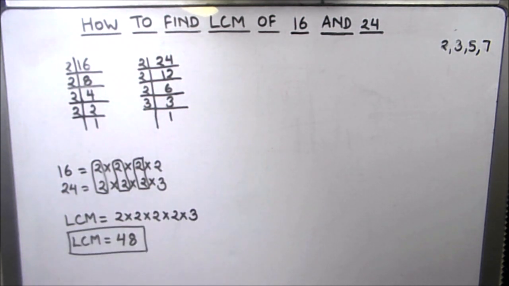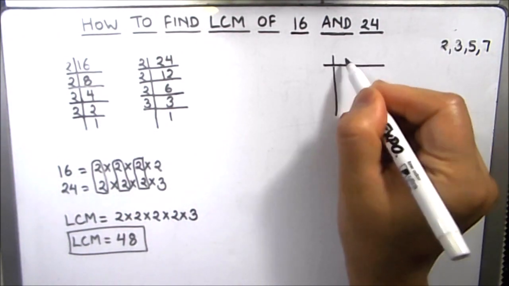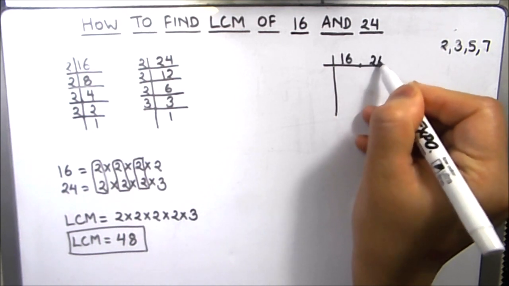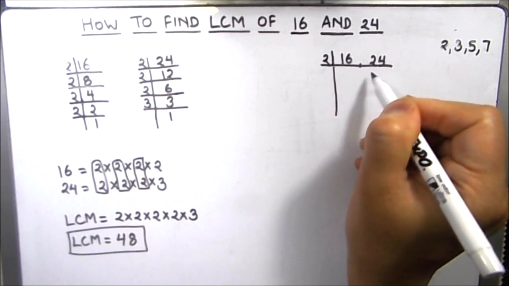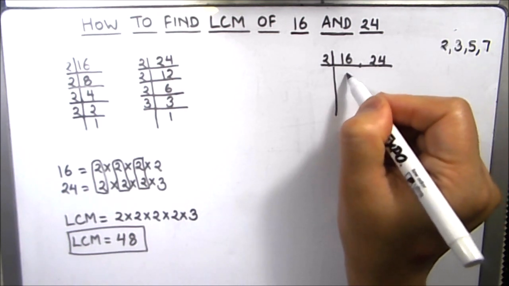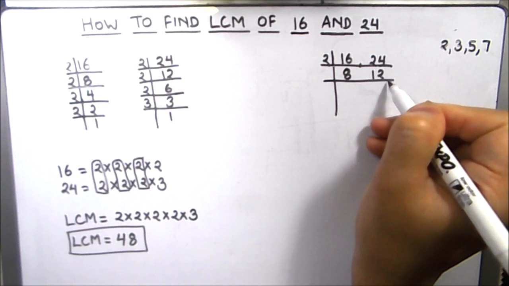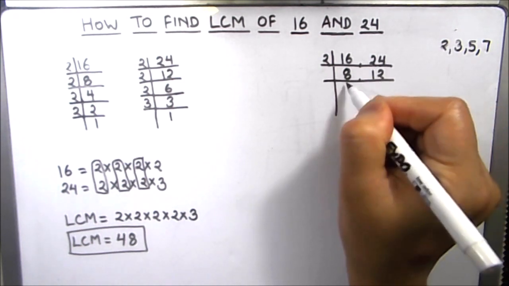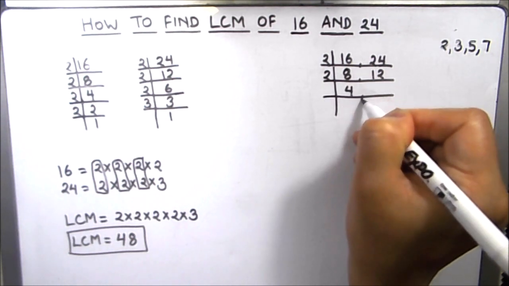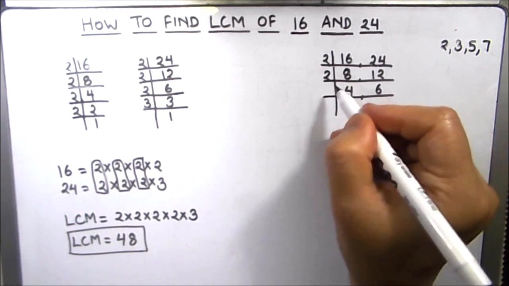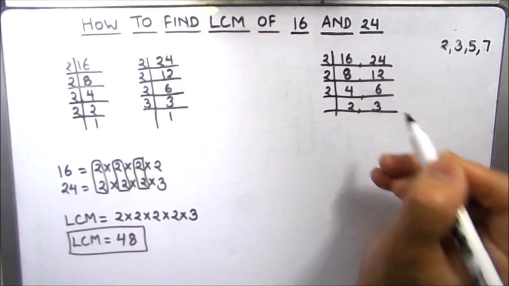Let us now find the LCM of the two numbers using the single ladder method. In the single ladder method, we divide the two numbers together in a single ladder. Here, as both the numbers are even, we can divide both by 2. So 2 times 8 is 16, and 2 times 12 is 24. Next, both the numbers are even, so we can use 2 as the divisor. So 2 times 4 is 8 and 2 times 6 is 12. Again we can use 2. So 2 times 2 is 4 and 2 times 3 is 6.